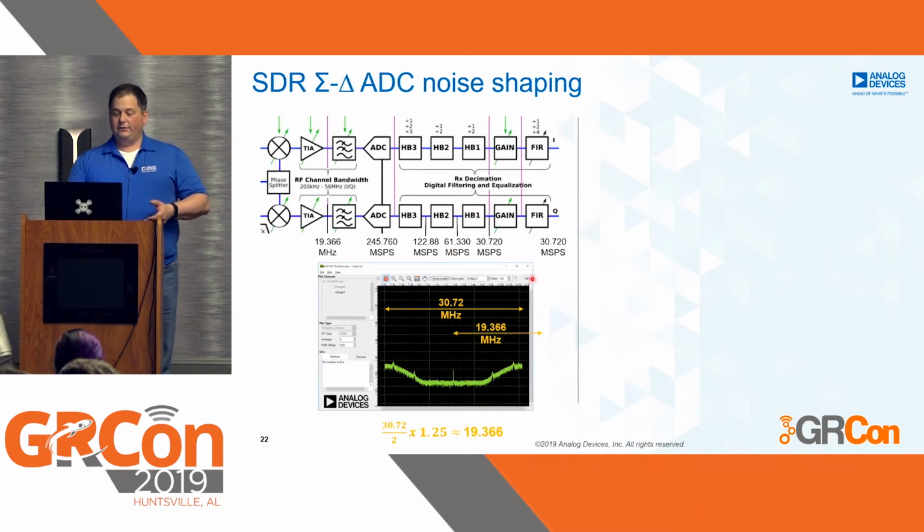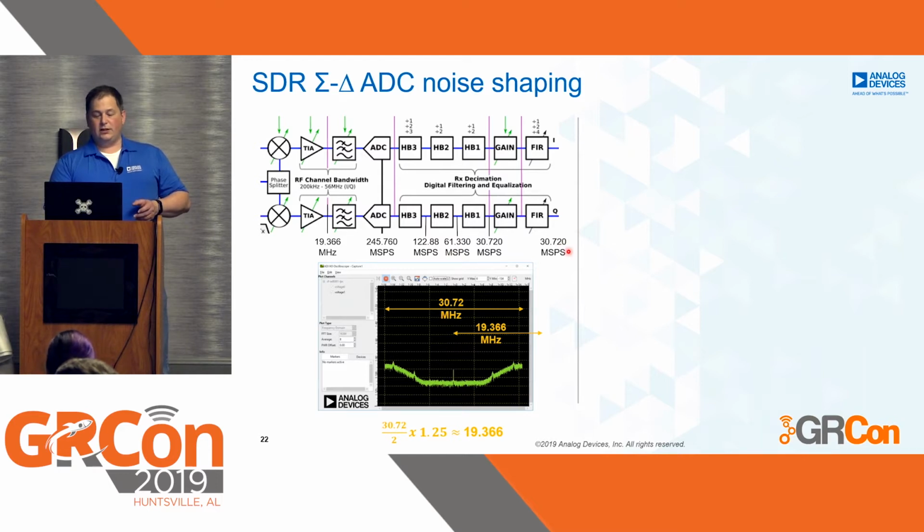So we have our signal running here at 30 at 245. We set our analog filters to 19, which is the other. So we have a 30 megasample channel data rate, or a 30 megahertz channel bandwidth here. This is what we're capturing.